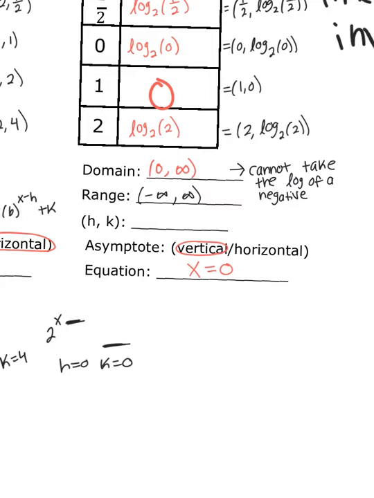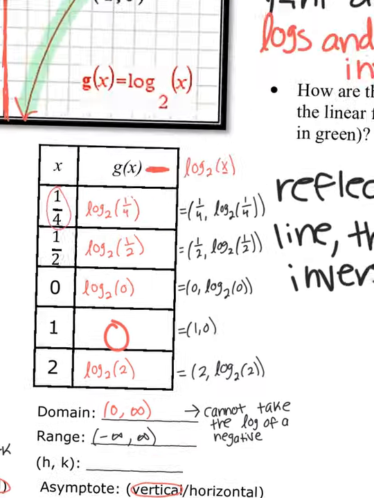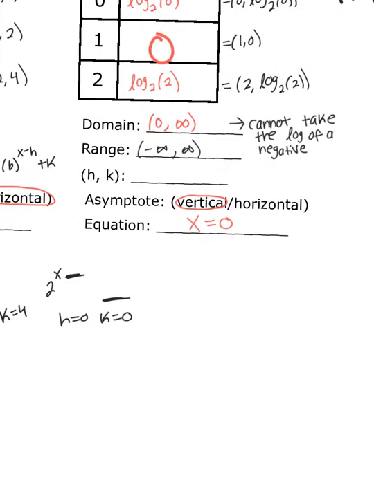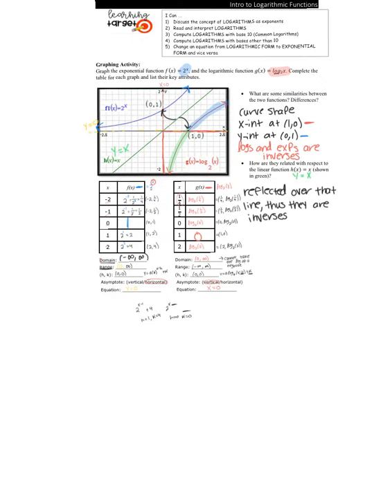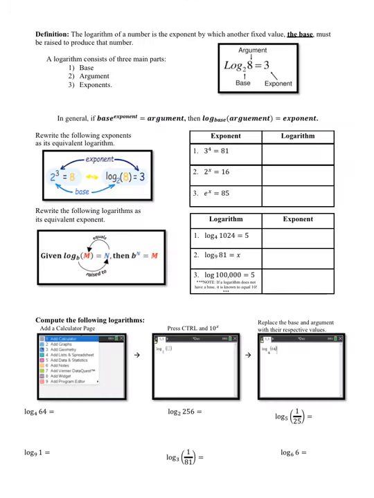For my h, k, this function is log base 2 of x. So your general equation looks like this. I don't have anything here, and I don't have anything here. So my h, k, again, is going to be 0, 0. All of the things on this page are really core to the topic of logarithms. On the next page, let's really investigate what a logarithm is.